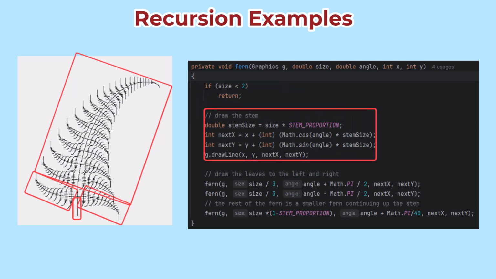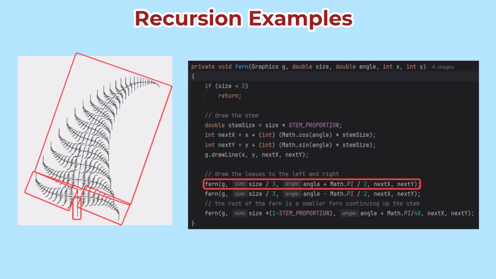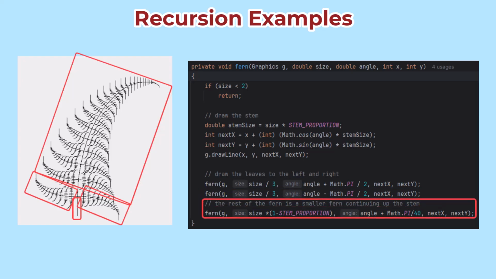The recursive case is draw the line that is the stem, draw the fern that is a third the size to our fern 90 degrees to the left, and another the same size 90 degrees to the right, and then draw another fern that's a little smaller and change the angle by just a little bit to make the overall fern have a gentle curve to it. I think this is a great example of a case where the recursive solution is so much more clear than the iterative solution. Just try to imagine the looping structure that you would need to draw this.